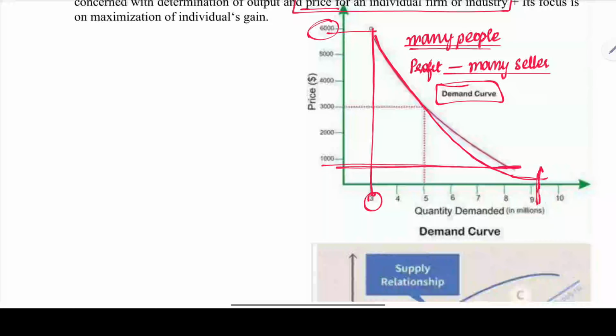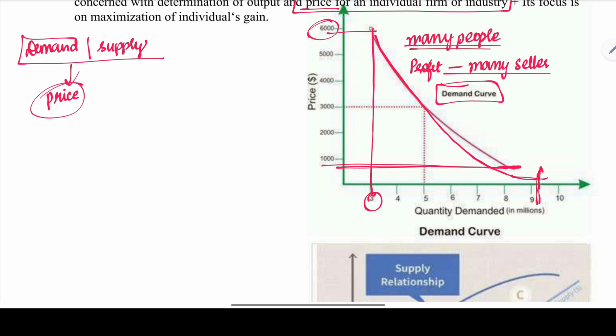In every curve, whether it is a demand curve or a supply curve, we see the price on the other side. So this is the price, and this is the quantity demanded versus its price. In the demand curve, when the demand is low, the price is high. So they are inversely proportional.